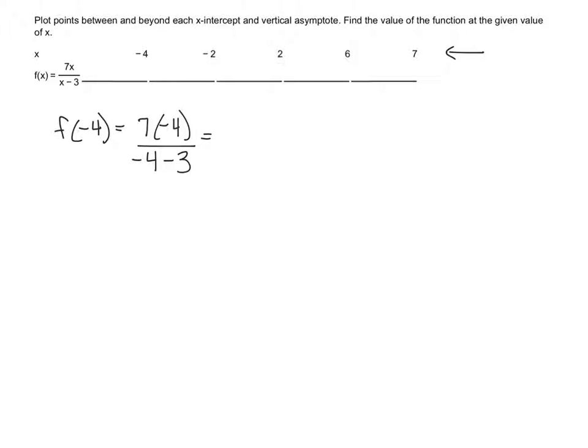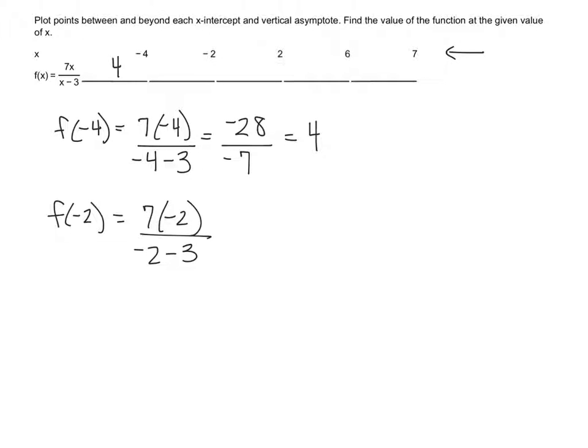So we have 7 times -4 divided by -4 minus 3. That gives us -28 divided by a -7. And -28 divided by -7 is a +4. So whenever we have a -4 for x, we have a +4 for y. Now we'll find f of -2. 7 times -2 is -14 divided by -2 minus 3, which is a -5, and that gives us a +14/5. So our value for f of x is 14/5.